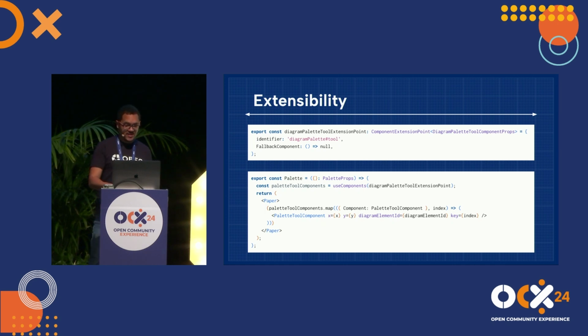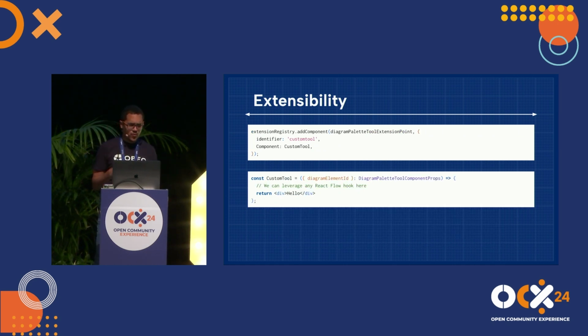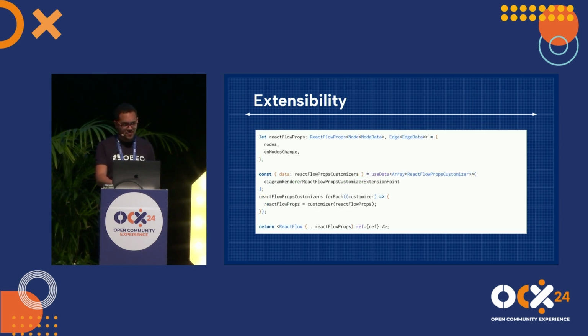One key advantage of this approach is that when you register a new diagram palette tool, for example, you can leverage any React Flow hook in your custom tool. So for example, if you want to have access to the state of the diagram, the nodes and edges that are visible or selected inside of the diagram, you can have a look at all that without too much coupling to our code or to React Flow code. And that was a great win for the extensibility of the diagrams.